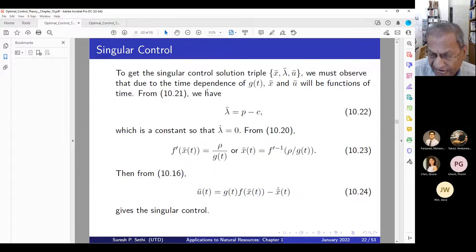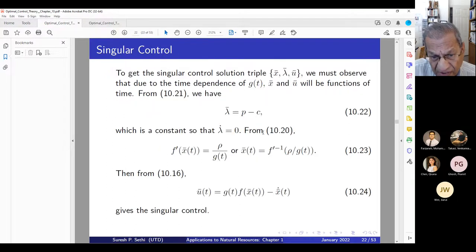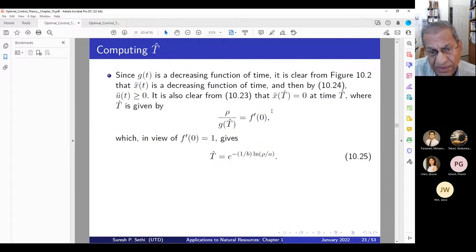Now comes the next part. G t is a decreasing function of time, so x bar t is a decreasing function of time, and u bar t is certainly greater than or equal to zero. It's also clear that x bar t hat will be zero. I just put the value here as t hat, and this will be the equation for t hat. So I actually know that if I keep maintaining the turnpike, at some point I will have the thinning, which is a time-dependent rate of thinning. The forest is going to become less and less voluminous, and at one point it will go to zero.